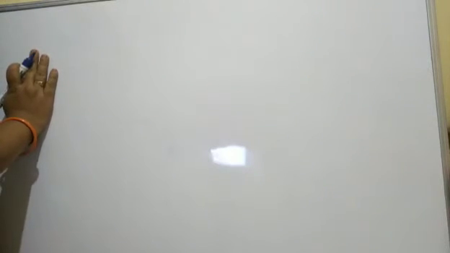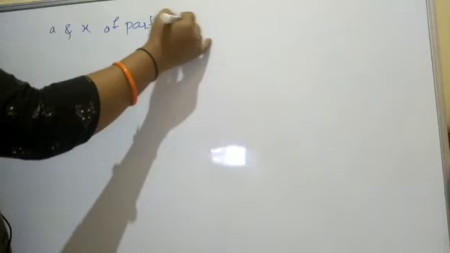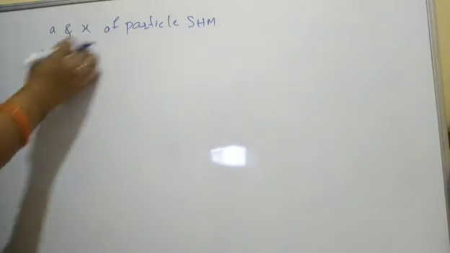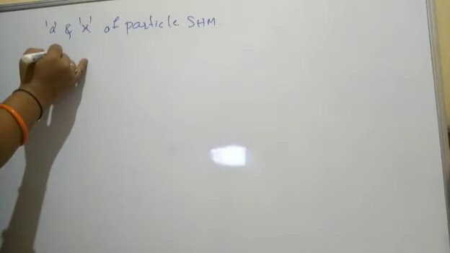In the next problem: which of the following relationships between the acceleration and the displacement x of a particle is executing simple harmonic motion? I thought it is not needed to write the sentence on the board, so once again I'll read it. Which of the following relationships between the acceleration and the displacement x of a particle executing simple harmonic motion? Options are given. You have to find the relationship between its acceleration and displacement.